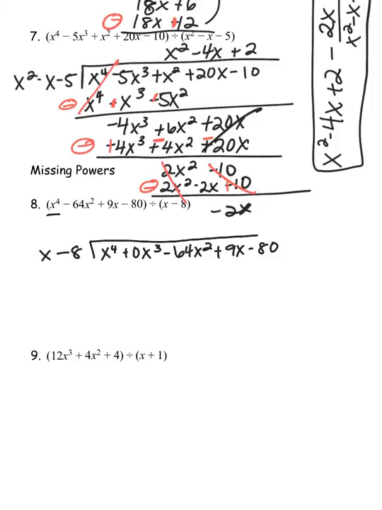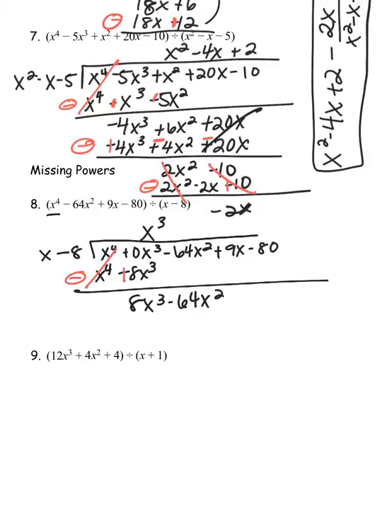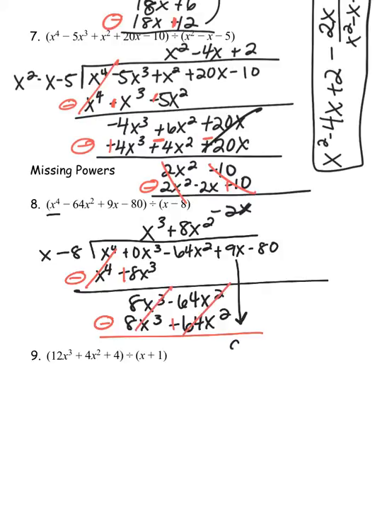Okay, so we get x goes into x to the fourth, x cubed times. So x to the fourth minus 8x cubed. Subtract, change your signs. 8x cubed minus 64x squared. X goes into 8x cubed, 8x squared times. So then we get 8x cubed minus 64x squared. Subtract, change our signs. Both of those go away. Okay, so we bring down, and we get 9x goes in there 9 times.